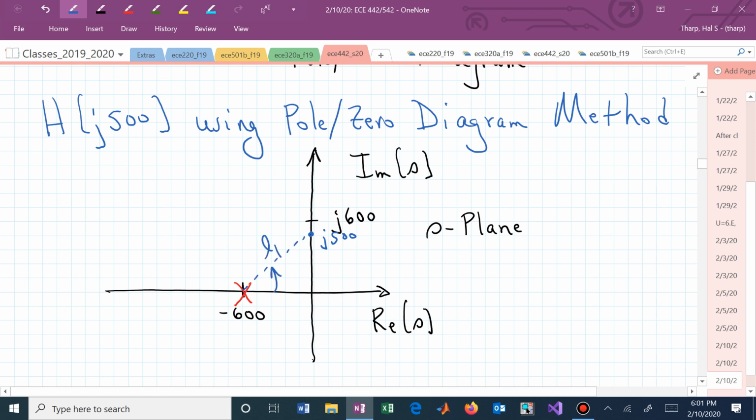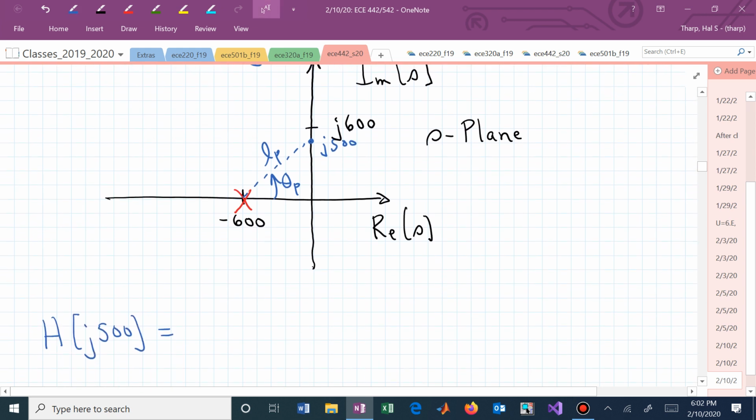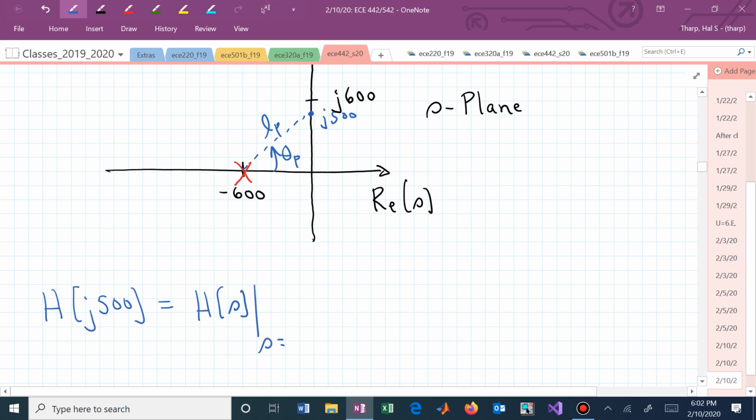And in fact, we could now say the contribution of that factor due to the pole is going to be found by measuring that hypotenuse value, L sub p, and the angle, theta sub p. And that's what will actually be found graphically in the denominator in our pole zero form of this transfer function. So really we're saying we have H of s when we evaluate s at j500.